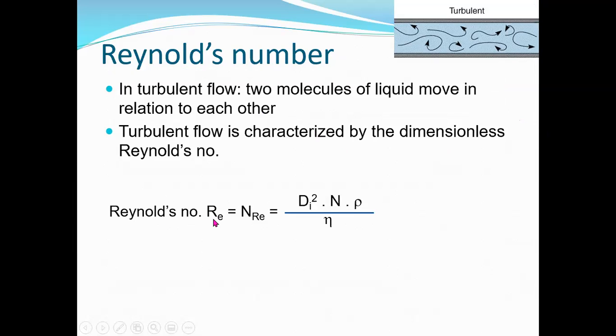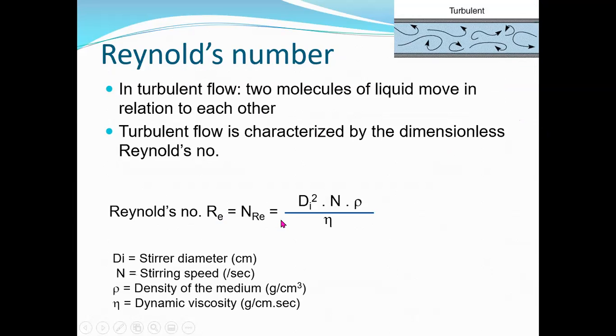The Reynolds number is designated either by Re or Nre, which is di squared times n times rho divided by eta. So di is the stirrer diameter and n is the stirring speed. Rho is the density of the medium and eta is the dynamic viscosity.